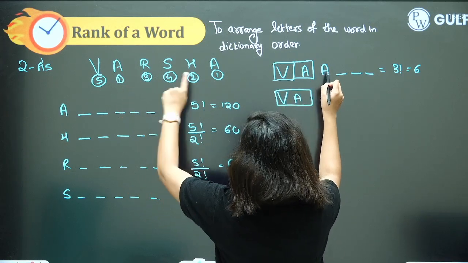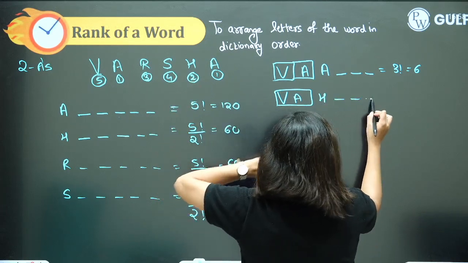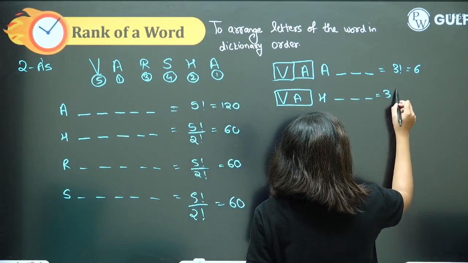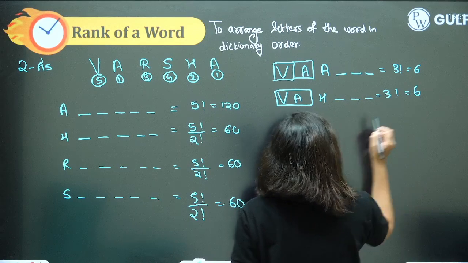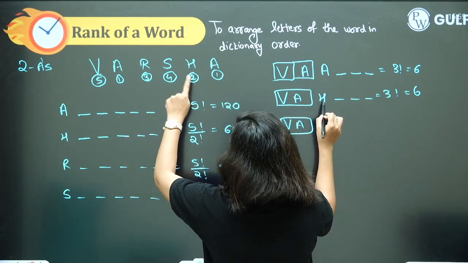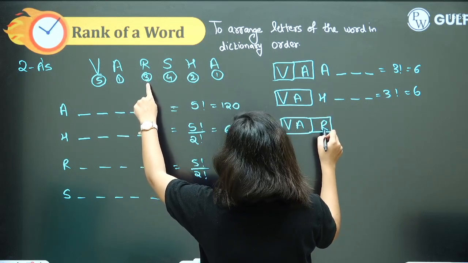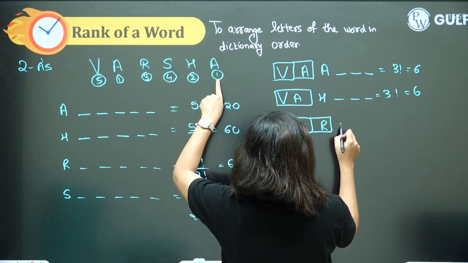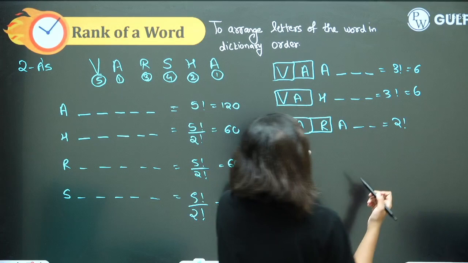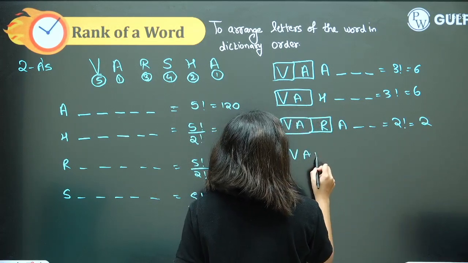After A, priority wise H will come. Do you want H? No. Find out how many words can be formed with Va. 3 factorial. Then VA is fixed. After H, third priority is R. Do you want R? Yes, block it. After R, once again priority starts. A will come. Do you want A? No. Find out number of words starting with Vara. 2 words. And VAR is already blocked.